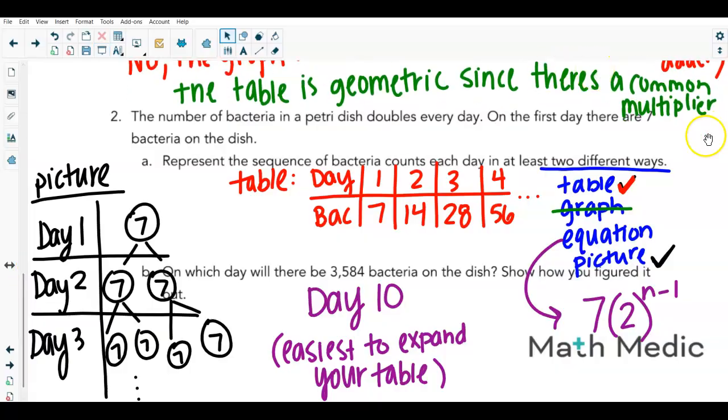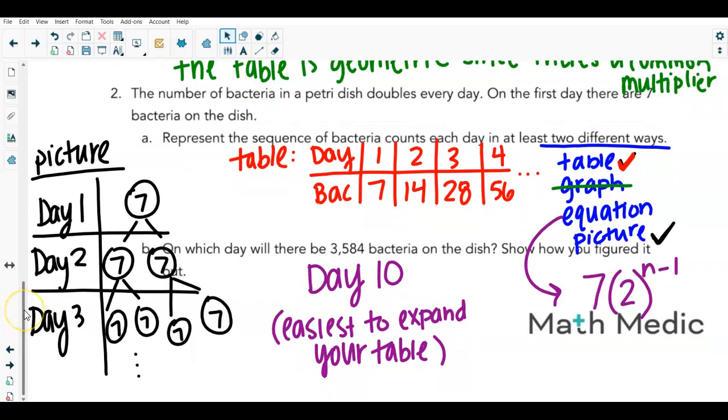Lastly, there's a lot here, I'm just going to show it all. You are told in a petri dish, the bacteria doubles each day. So on day 1, you're asked to represent the sequence in at least 2 different ways. Remember we talked about how you can represent it in a table, a graph, an equation, a picture, or words, but the words are already given to you. This one I would recommend not doing a graph. I think a table, equation, or picture would be best.